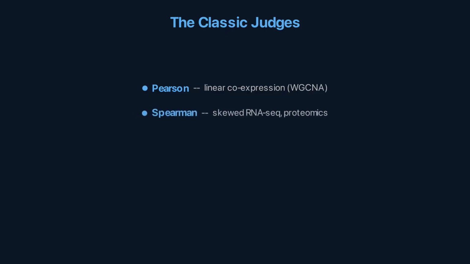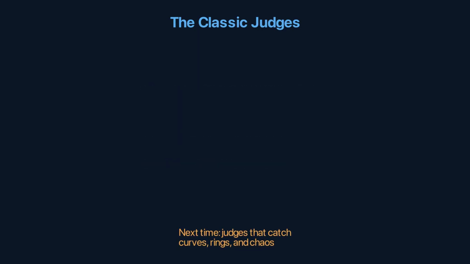Four judges, four perspectives. Pearson for straight line sync. Spearman when the data is messy but monotonic. Kendall when you have few observations and need robustness. And partial correlation when you need to know who's actually leading versus who's just following the beat. Next time, judges that catch curves, rings and chaos.